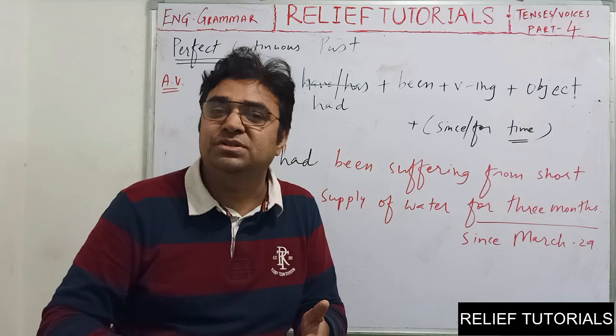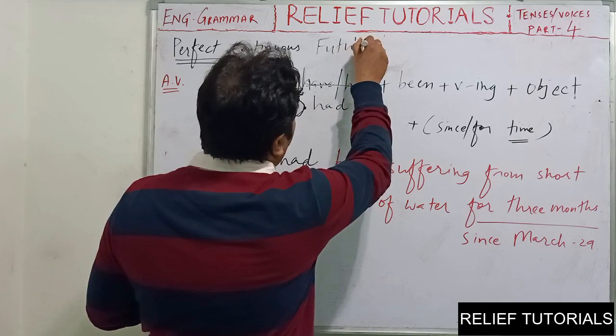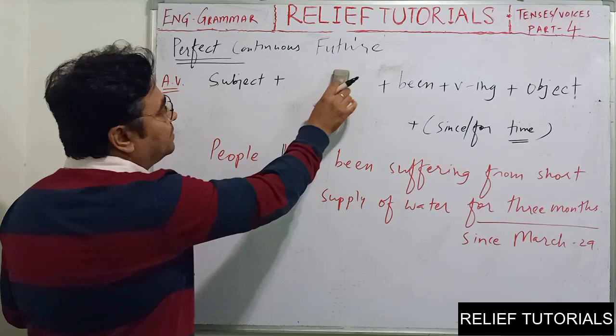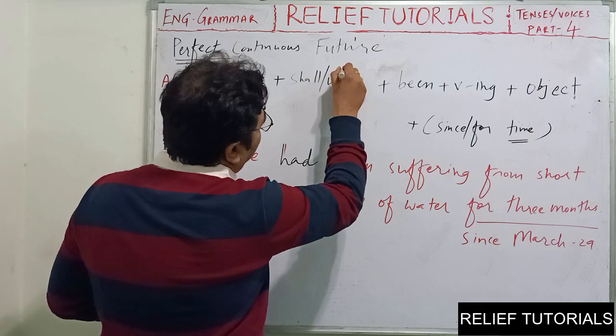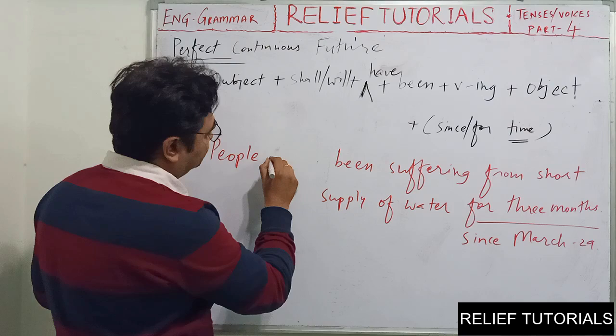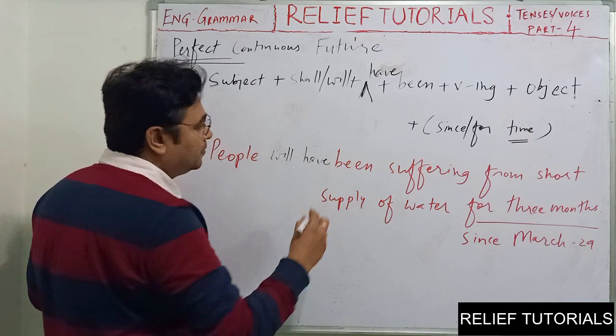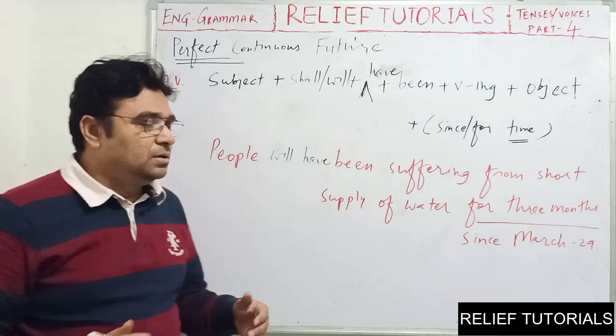And the last one is future. Uska thoda difference rahega. Shall or will उसके साथ रहेगा. So यहां पर भी same. Very unusual. Certain teachers even don't believe such kind of tenses existing, but it is existing.